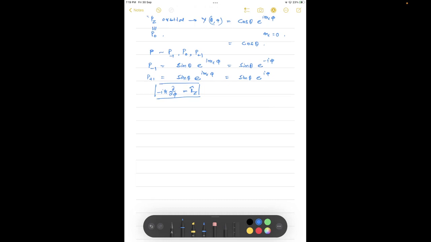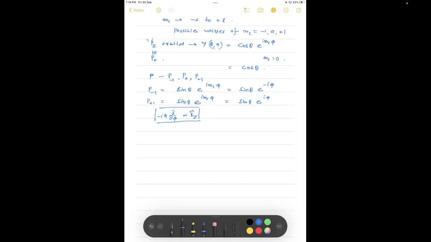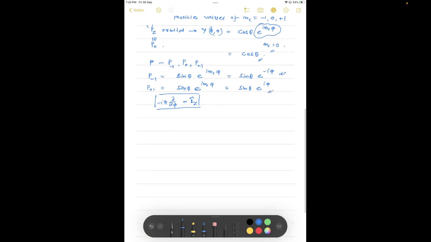Just by looking at the angular part for the pz orbital, e to the power i ml phi, by looking at the phi part we can extract the ml value. In this case there is no phi part, that means ml equals 0. Now for the p minus 1 angular part, if you just look at the phi part, there is a minus sign here, so ml equals minus 1, and in this case ml equals plus 1.